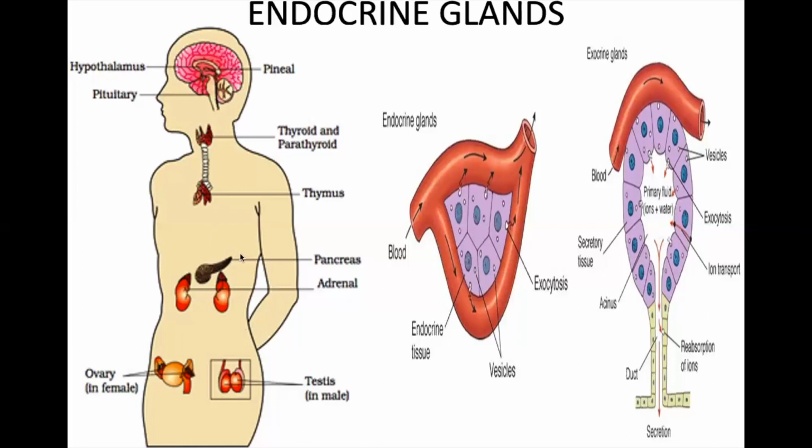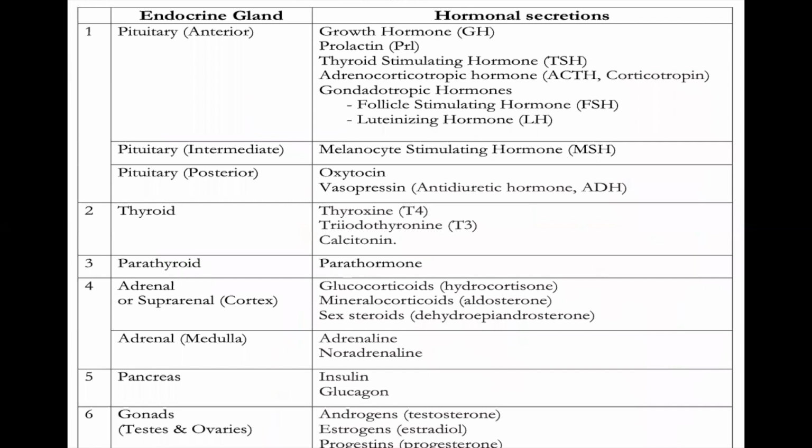Then this is the pancreas. Above the kidney is the adrenal gland. If it is a female, the ovaries are there, and in males, the testes are there. What do these different endocrine glands do? Which types of hormones do they secrete?